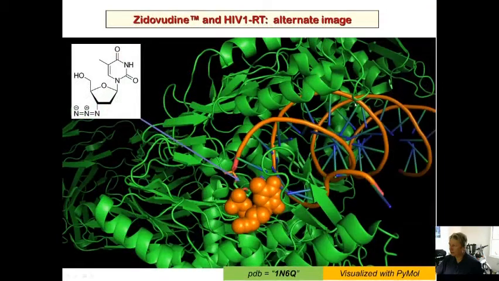All right, and here's just a different view of the same thing, which shows how the viral DNA is folded in there, and then you have the AZT. I'm showing it now, zidovudine, as these little orange spheres attached in there, and it messes it up, and that is how this drug works. All right.